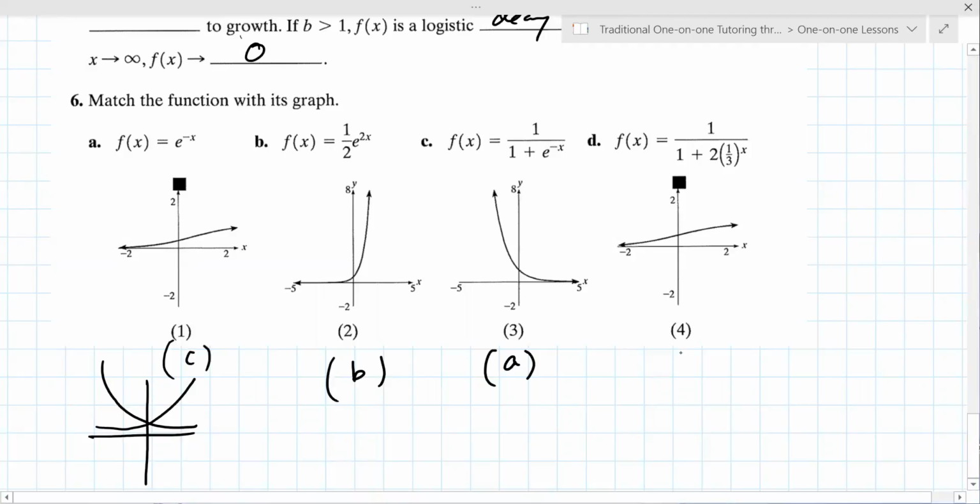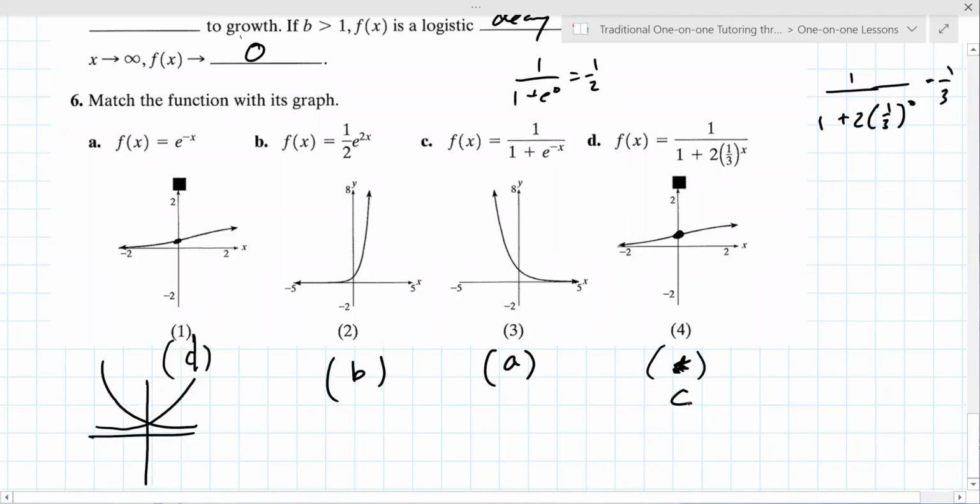C and D, we'll say. They look exactly the same to me. I guess this one's slightly lower, maybe. And so you can figure that out by putting 0 in for x. If you put 0 in for x, it's 1 over 1 plus e to the 0, which is 1, so this is 1/2. This is 1 over 1 plus 2 times 1/3 to the 0. It is 1/3. So which is smaller? Looks like that one's smaller. So 1/3 is smaller than 1/2. That's probably D, and that's probably C.